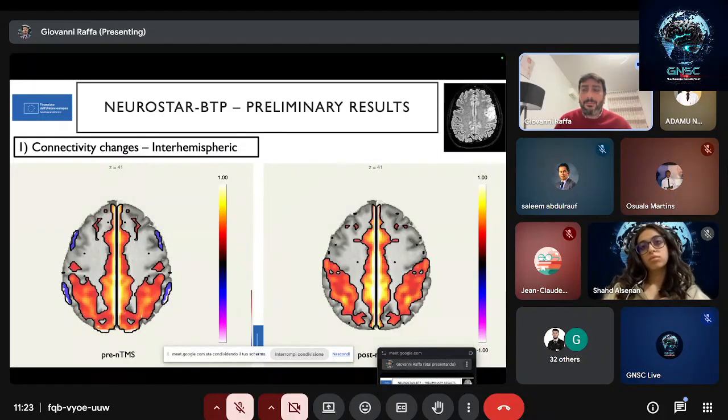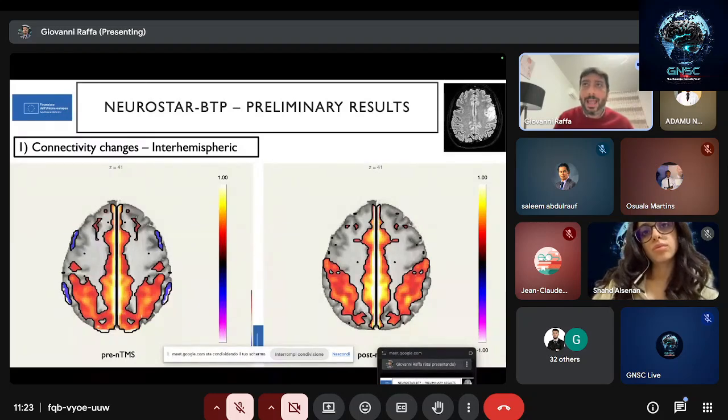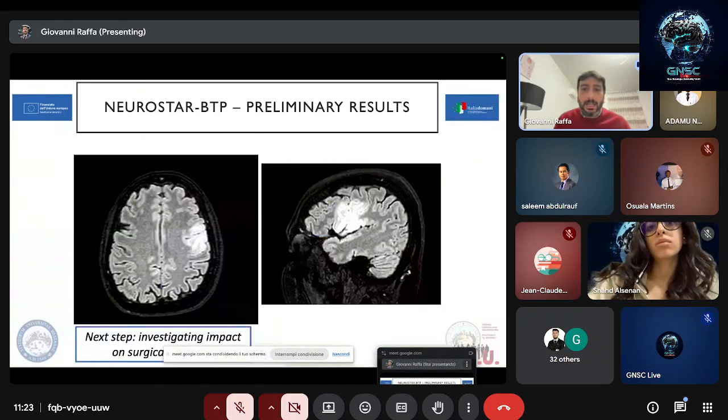So in the end, the result of our stimulation was that there was an increase of connectivity between the unaffected M1 and the rest of the brain, while there was a reduced connectivity between the affected M1 and the peritumoral area. So we were able to reduce the connectivity surrounding the tumor. That could be really, really interesting.